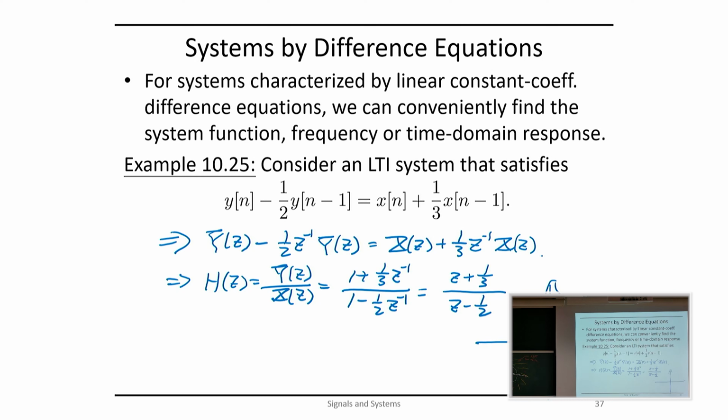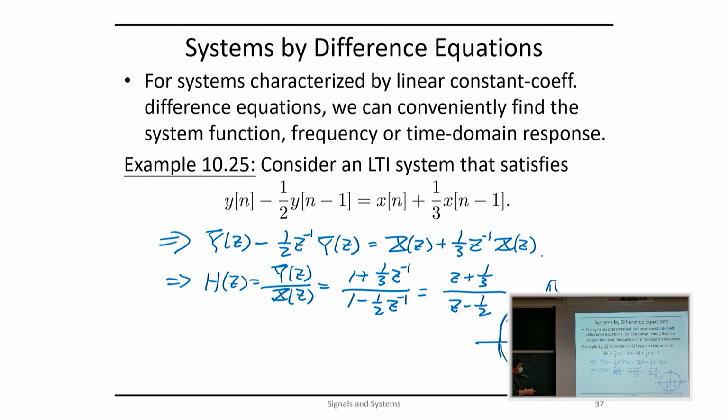So if you plot this out, you have a 0. Suppose that this is the unit circle. Okay, so suppose that this is 1. So you have a pole at 1/2 and a 0 at minus 1/3. Okay. So this is the system function that you get from a system described by a difference equation. Okay? And you see that it is in a rational form. So as in the continuous time case, this extends to an arbitrary number of terms as well. Okay?